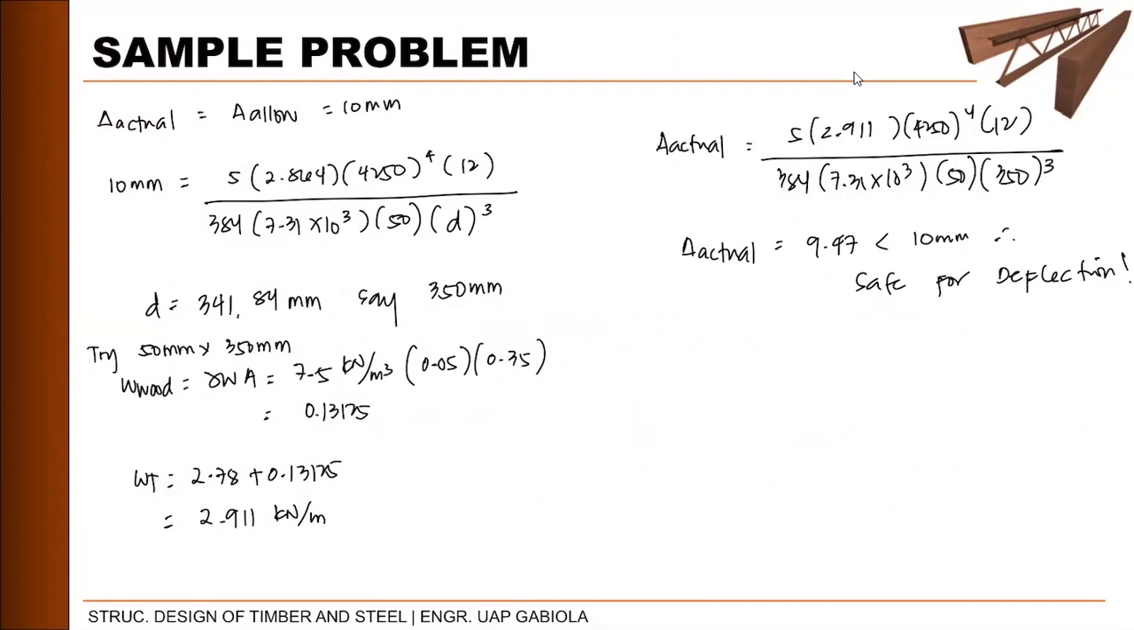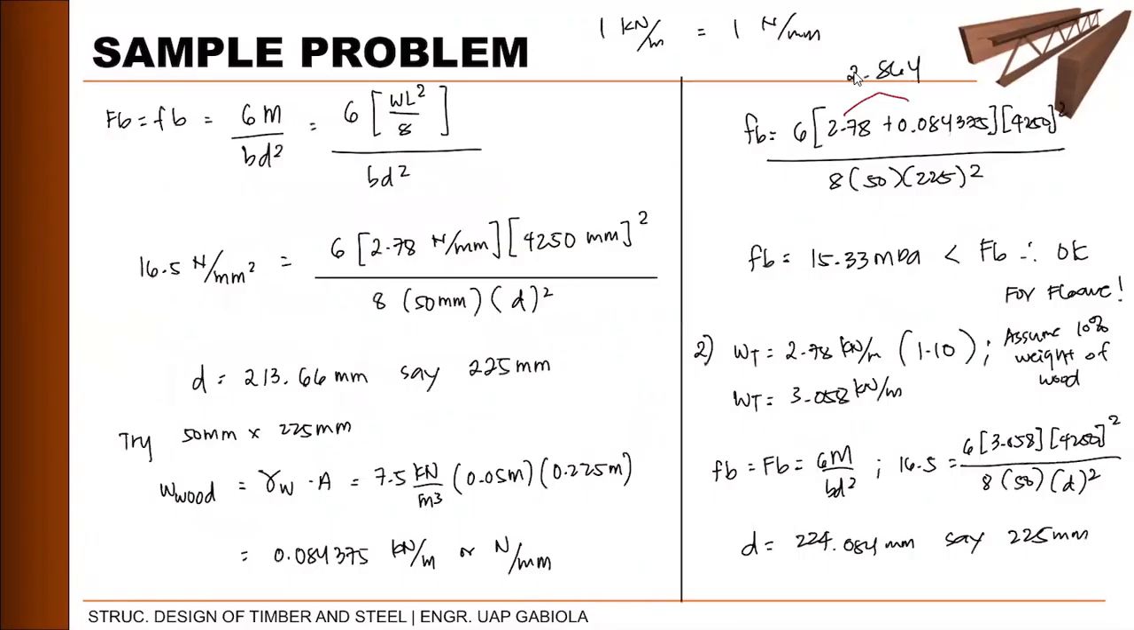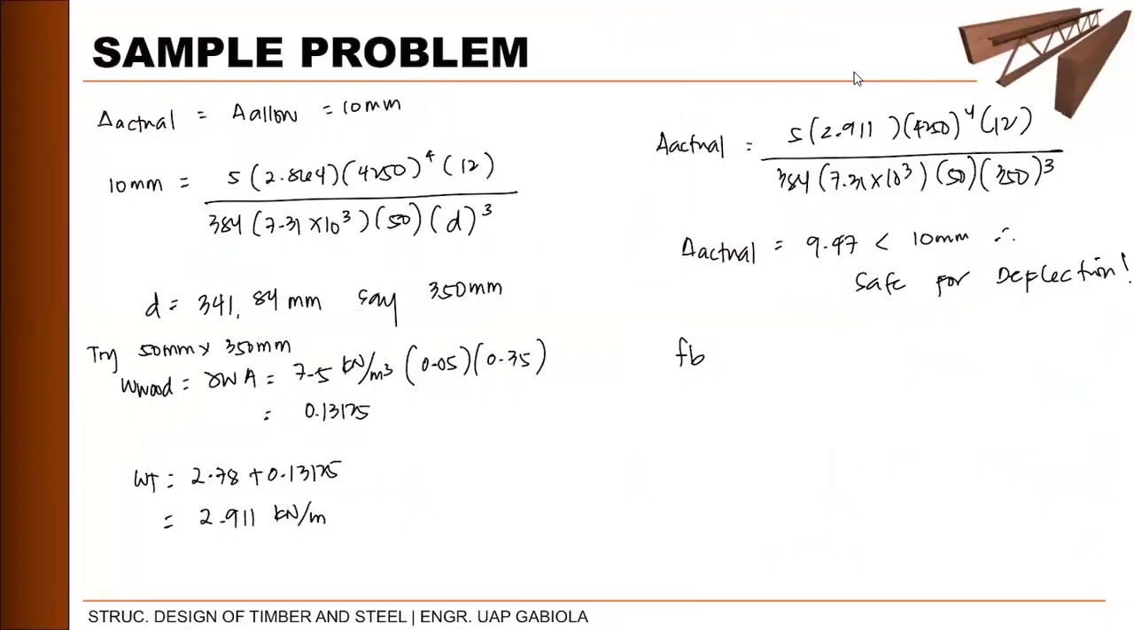Ngayon, yung pag-check dun sa flexure. Let's go back sa flexure natin. Yung flexure formula natin is dependent dun sa value ng D natin. So, kapag mas malaki yung value niya, definitely yung value of FB will be lower. Okay? So, what will be the new value? So, FB will be 6 times 2.911, then 4,250 squared all over 8 times 50 times 350.